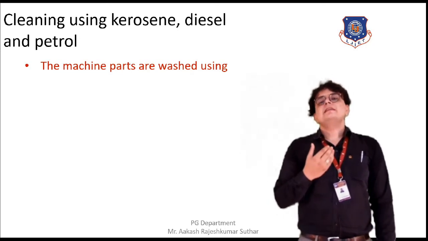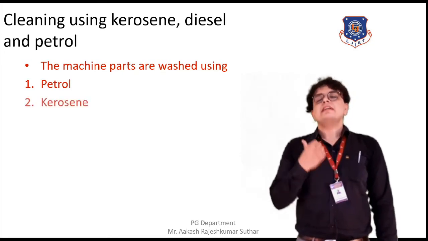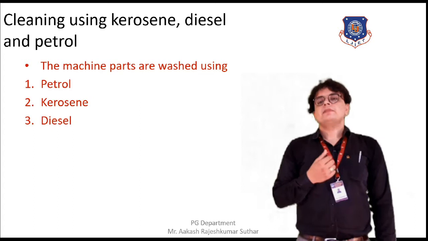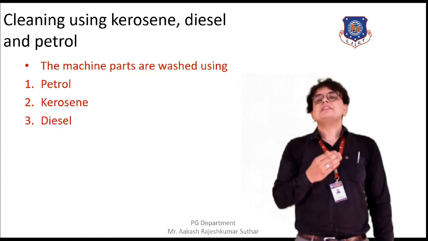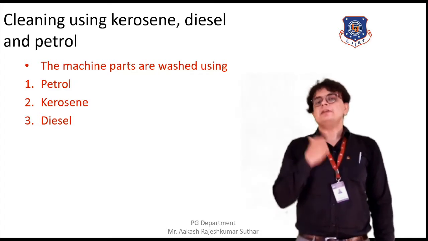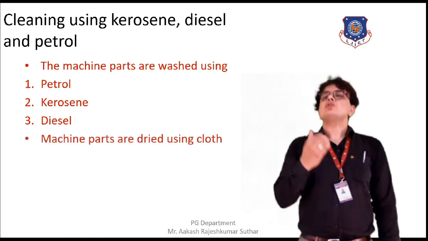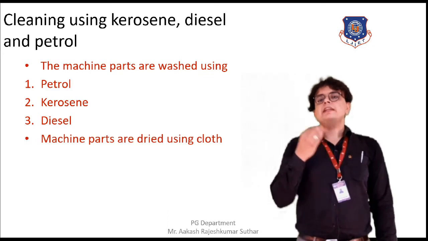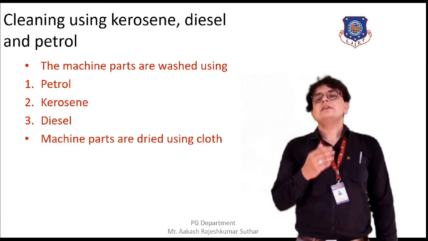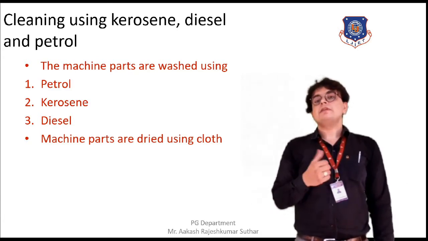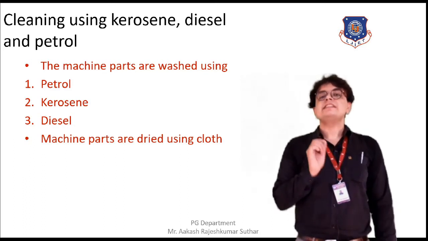So here the machine parts are being washed with the help of petrol, kerosene and diesel. They are either dipped into the kerosene, diesel or petrol, or washed with the help of them. Once they are washed, they are cleaned with a cloth so that they can be properly wiped out, and as a result, a clean surface of the gear will be observed on it. And as a result, proper inspection can be done, and it is a very easy method.